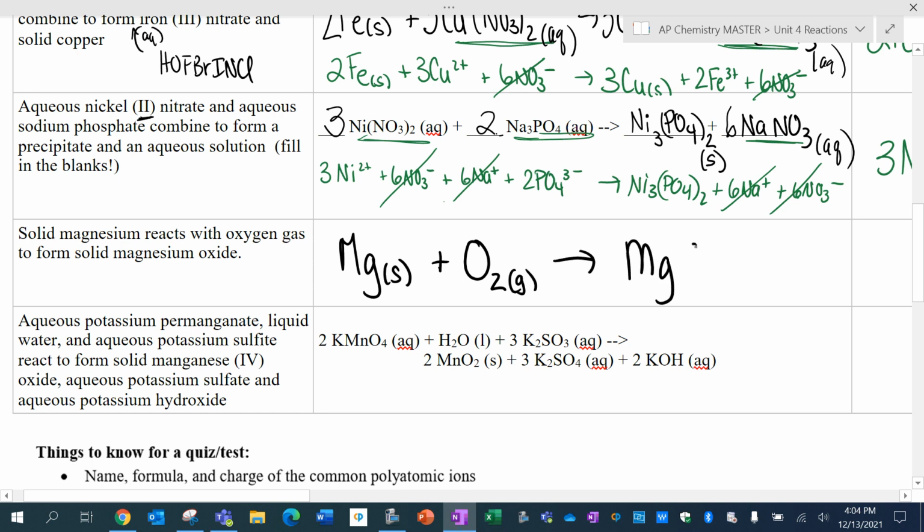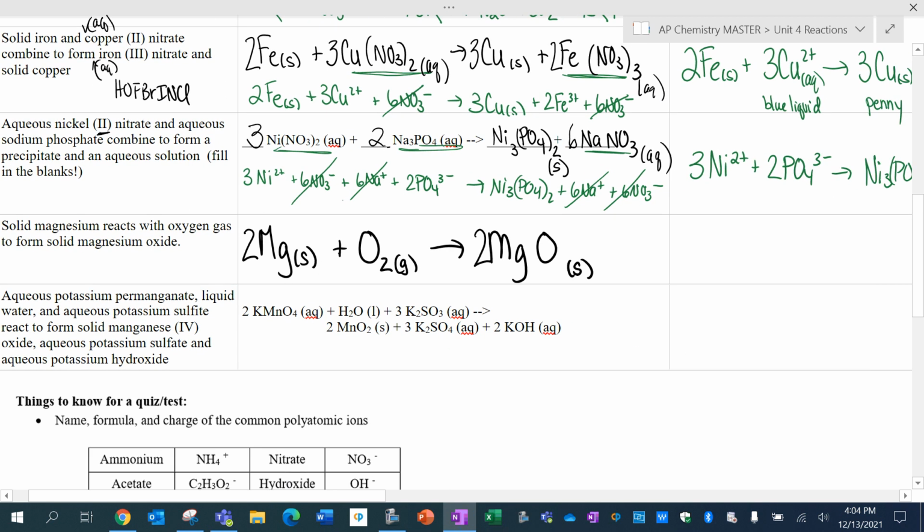So when I'm writing a compound, I'm not going to think about Hofbrinkel, I'm going to think about my ion charges. And it turns out Mg is +2, O is -2, so we don't need any subscripts here. And that is a solid. Okay. So to balance it, looks like we need 2 oxygens over here, then we need 2 magnesiums. So that's our balanced chemical equation.